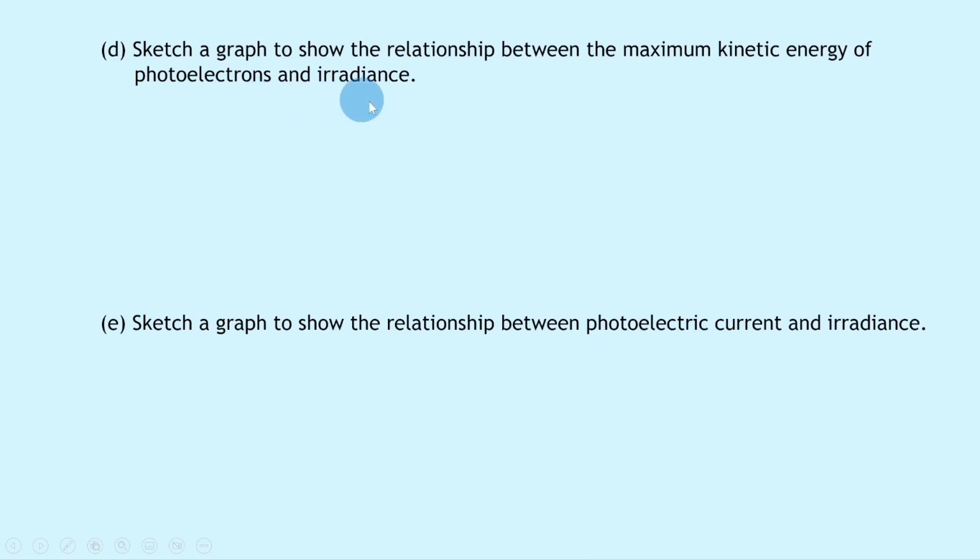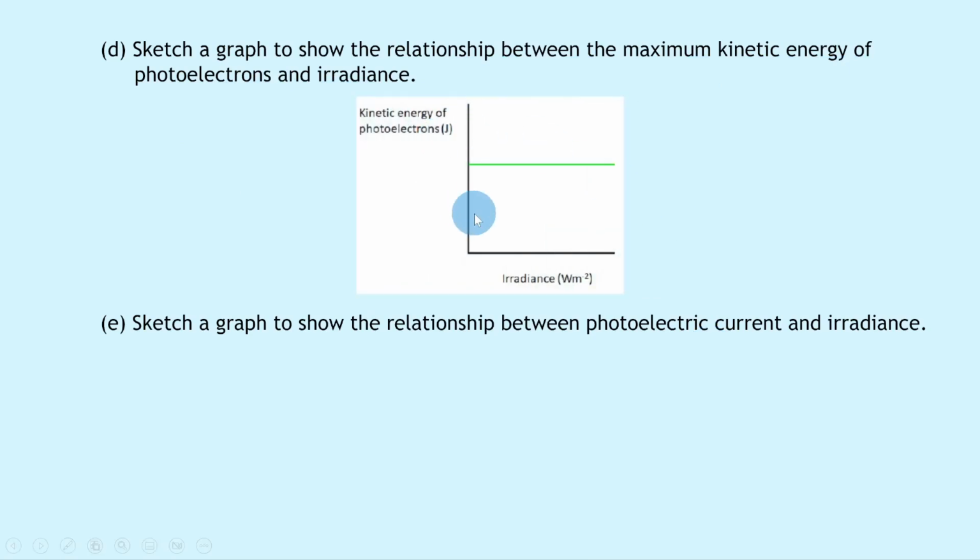Part D says to sketch a graph to show the relationship between the maximum kinetic energy of photoelectrons and irradiance. Well, we've just said that irradiance will have no effect on it, so your graph should look something like this. So if that's maximum kinetic energy of photoelectrons on the y-axis and then irradiance on the x-axis, you should have a straight line going along the way showing that constant relationship.